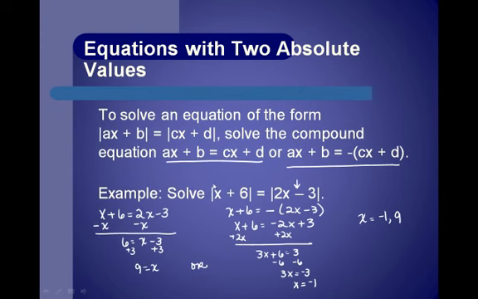We could go back and check it. If we plug in negative 1 on both sides, we get negative 1 plus 6, which is the absolute value of 5 on one side. On the other side, we get 2 times negative 1 is negative 2. Negative 2 minus 3 is negative 5. Well, the absolute value of 5 is 5. The absolute value of negative 5 is 5. So that one checks. And then we can do exactly the same thing for 9 to show that we get 15 on both sides.